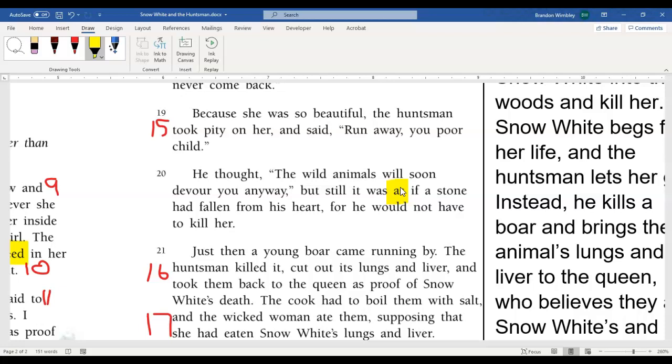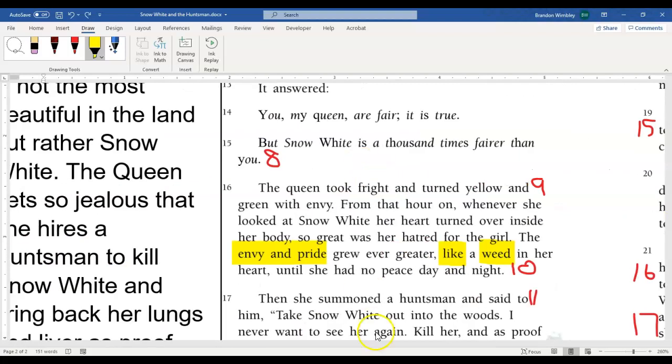So the huntsman's dread, his fear of killing Snow White, is like a stone pressing on his heart. So that's what this it was. It's that dread. And what's it been comparing to? A stone falling from his heart. So this one's a little trickier because it isn't really showing us what it's talking about. So we have to think. So it's that feeling, that dread.